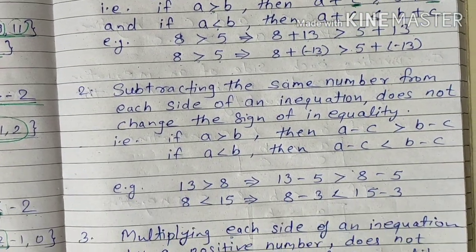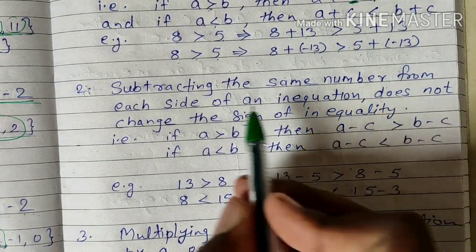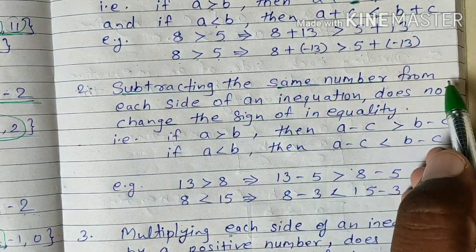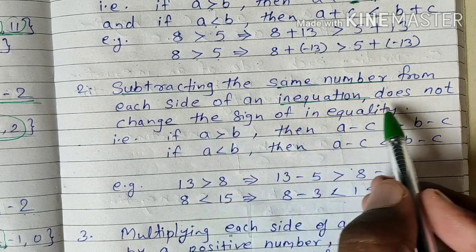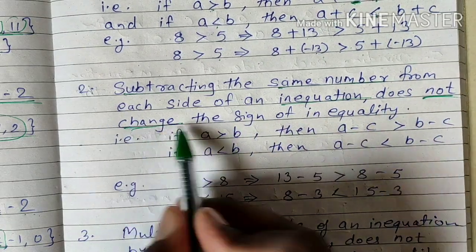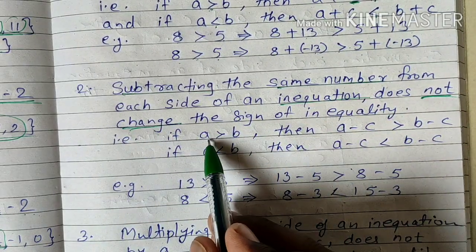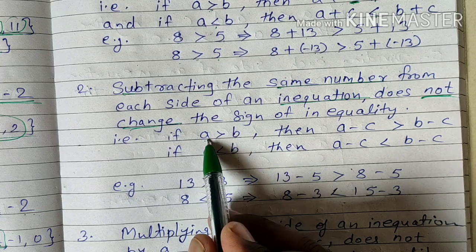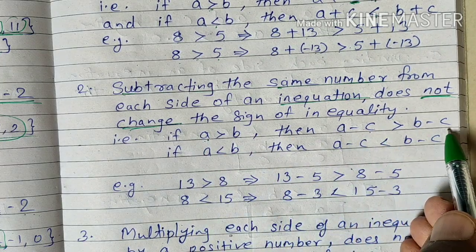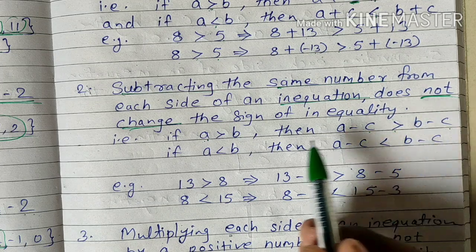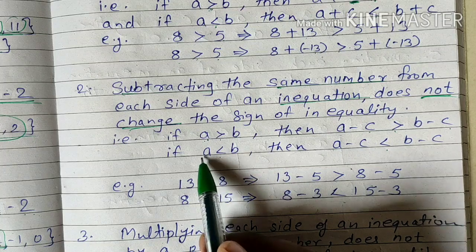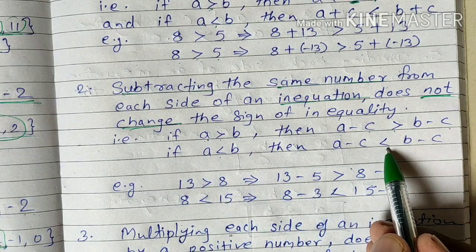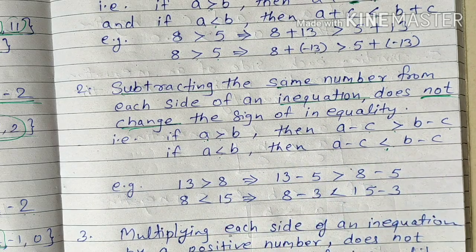Okay. Similarly, it is applicable for subtraction also. When we subtract the same number from both sides, again the sign of inequality remains unchanged. Let us take one example. If A is greater than B, then by subtracting C from both sides, the sign of inequality remains the same. Similarly, the greater than sign is here. If C is subtracted from both sides, the greater than sign will remain the same. If it is less than, it also remains less than.